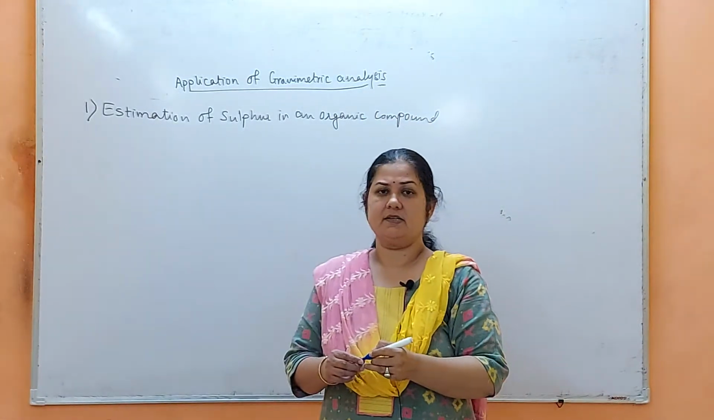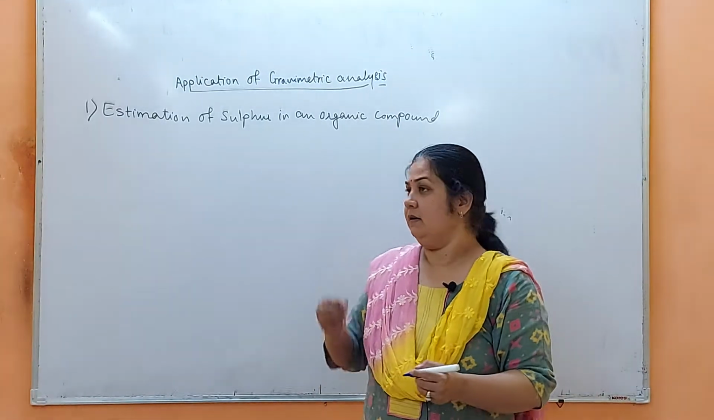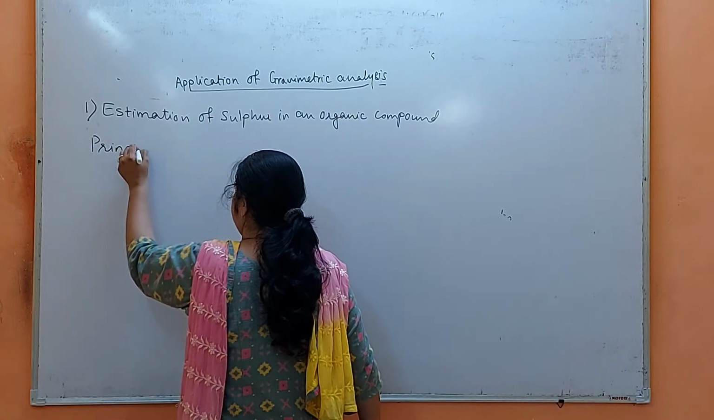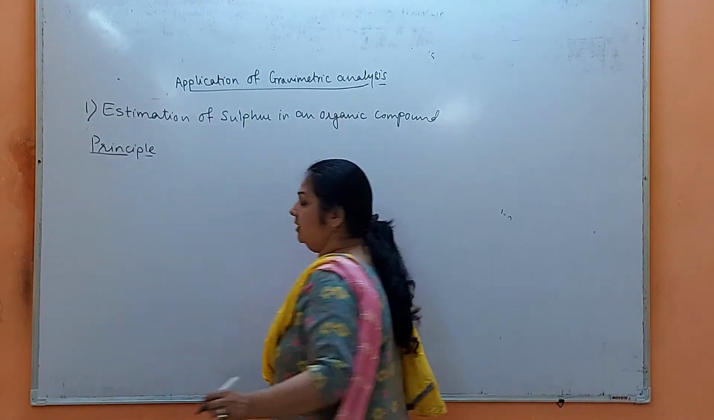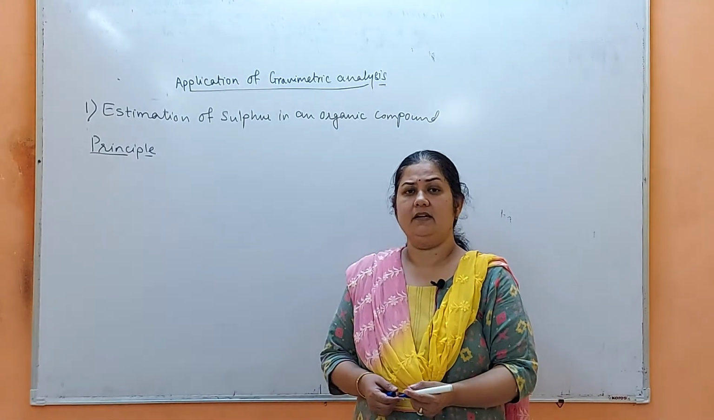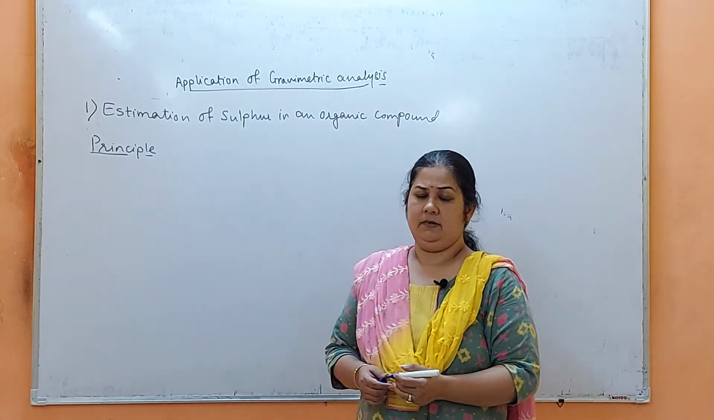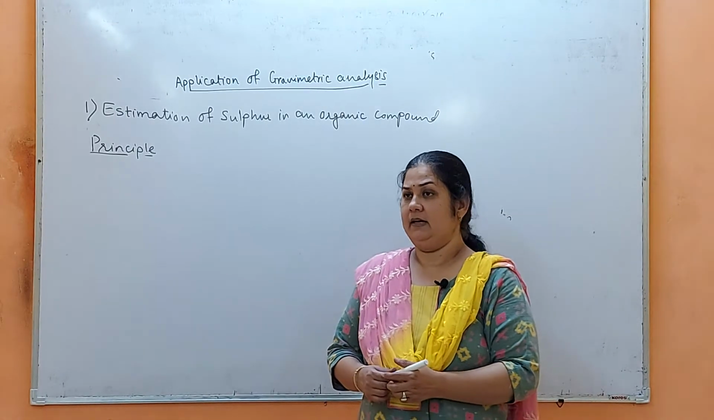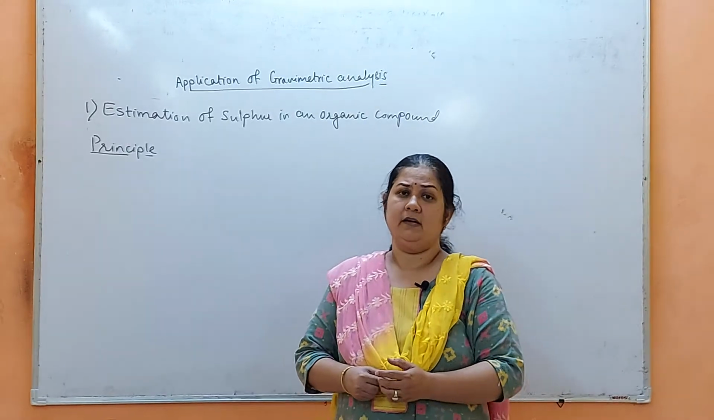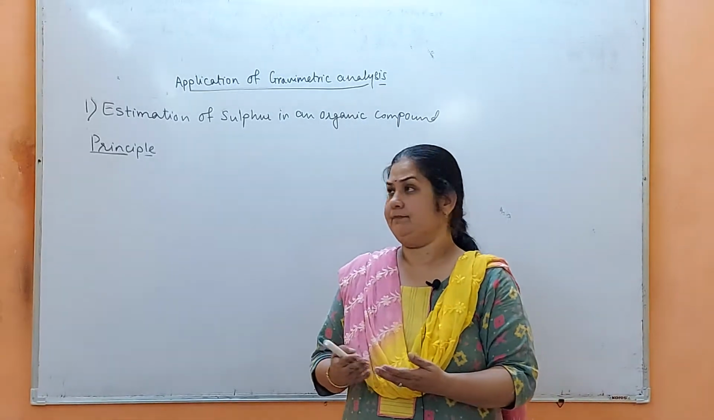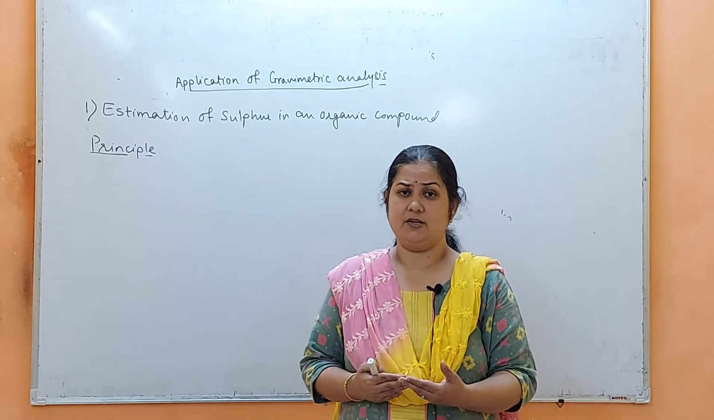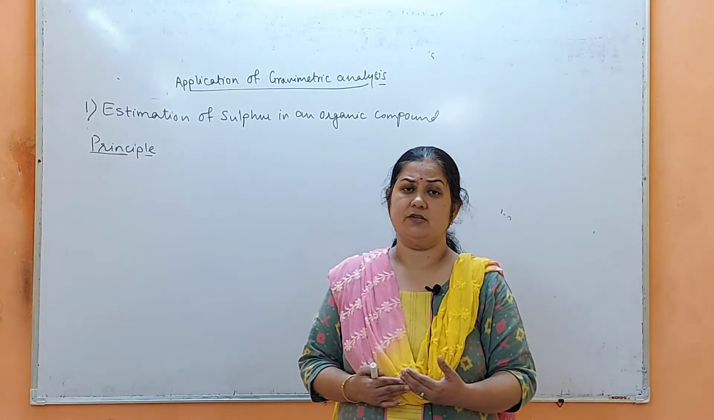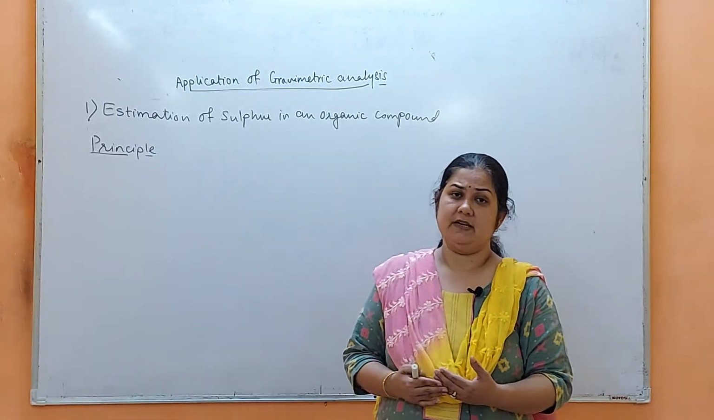Now this estimation is done using the Carius method. What is the principle behind it? First, the organic compound is weighed and then it is treated with fuming nitric acid in a Carius tube, and then it is cooled, and after cooling, all that sulfur has got converted into H2SO4. Now this is treated with excess barium chloride solution, so we get a precipitate of barium sulfate.